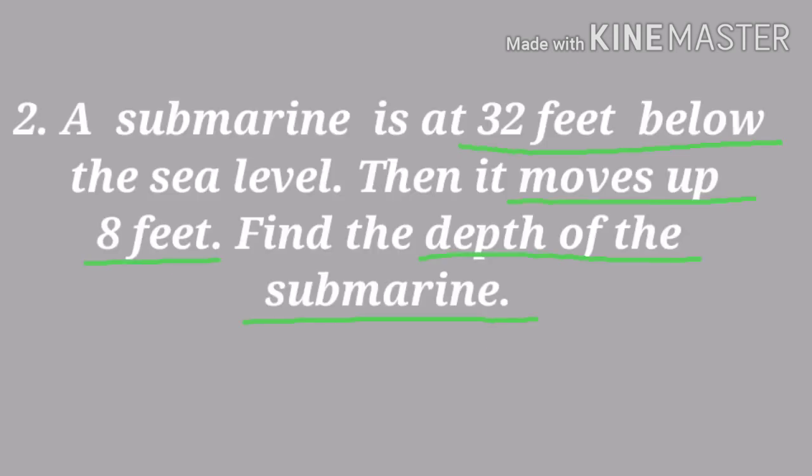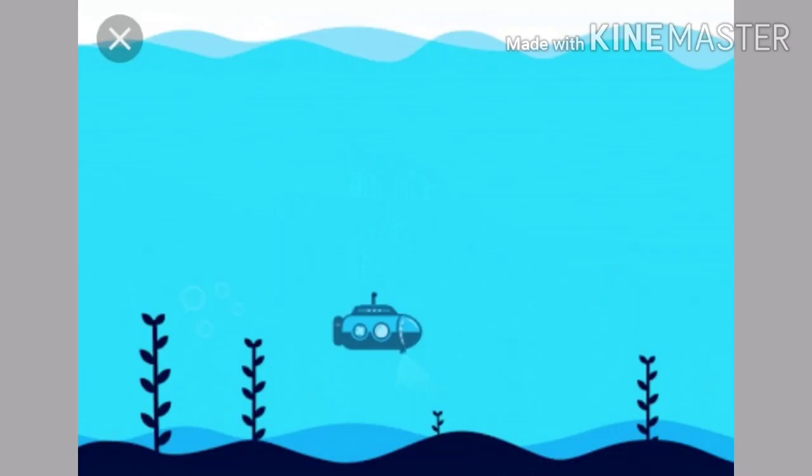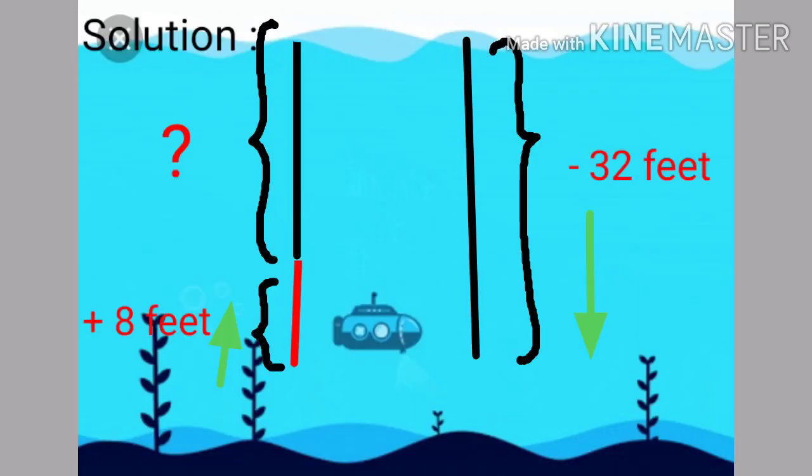Second problem, a submarine is at 32 feet below the sea level. Then it moves up 8 feet. Find the depth of the submarine. In this picture, the sea level is considered as 0. Anything below the sea level must be considered as negative, and anything above the sea level must be considered as positive. So the submarine which is located below the sea level at 32 feet is considered as minus 32 feet.